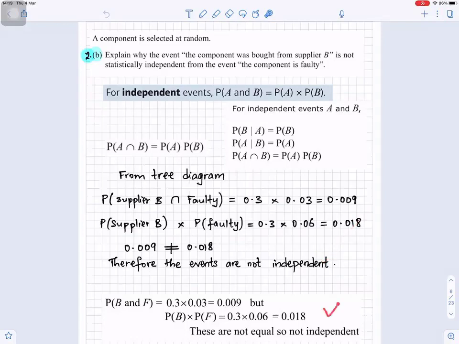So it is written down here neatly. Probability of B and F is 0.009. But probability of B times probability of F gives you a different answer. 0.3 times 0.06 is 0.018. These are not equal, so they are not independent.